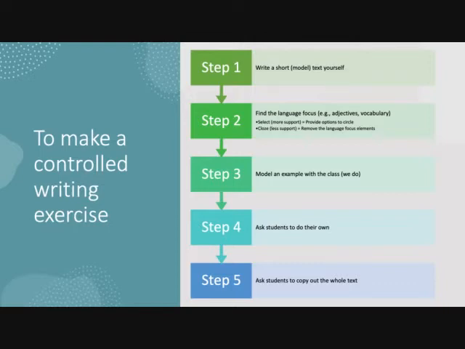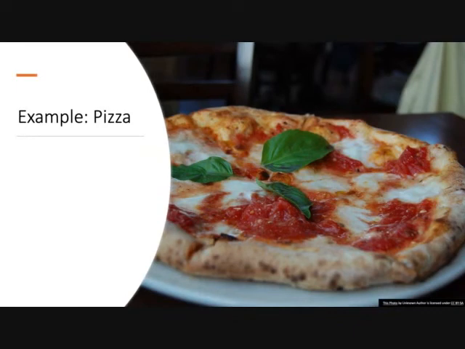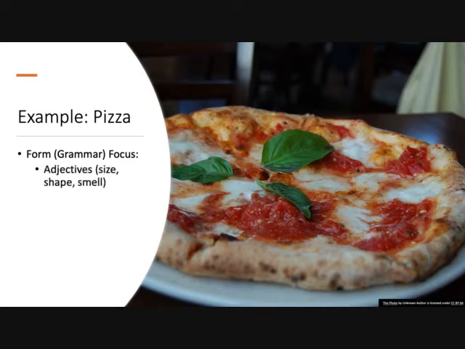Let's say that I'm working with my grade 4 class on food, and I want them to write a short text on pizza because they all love pizza. So our grammar focus in this unit is adjectives. We've been working on shape and size and smell and temperature, that kind of thing. The vocabulary focus for the whole unit is ingredients and kinds of food.